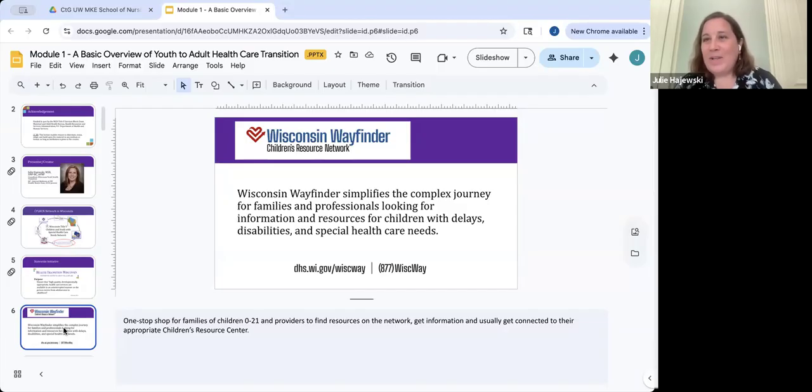So at the end of the day, if all else fails, if families have this number and this website in their arsenal, if they remember nothing else that we give them about information for health transition, this is a resource that can help them reconnect with some of that information.